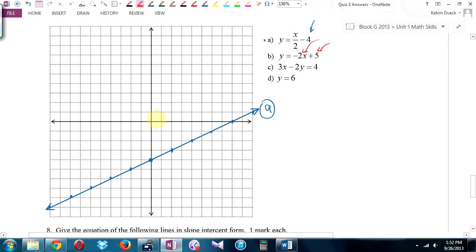So the y-intercept is 1, 2, 3, 4, 5 right there. And the slope of -2 means count down 2 over 1, down 2 over 1, down 2 over 1, down 2 over 1. It's going to look like this.